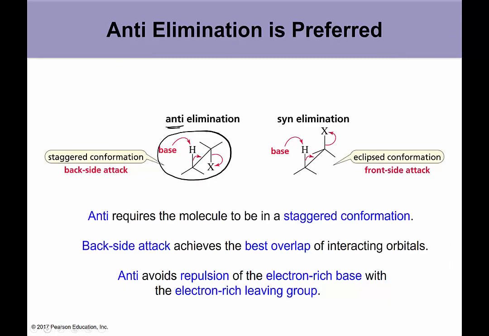So again, anti requires it to be in a staggered configuration. It's a backside attack to get the best orbital overlap. This is orbital overlap. In anti also, the other thing that anti-elimination avoids is, remember, the base has got a negative charge and the leaving group has a negative charge, so they won't interact with each other.